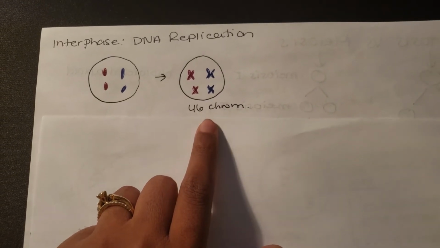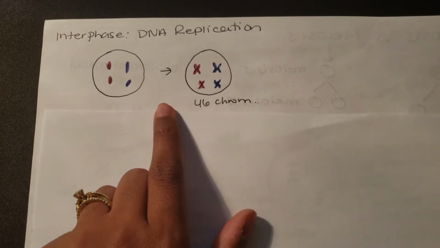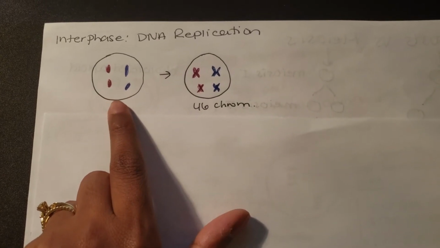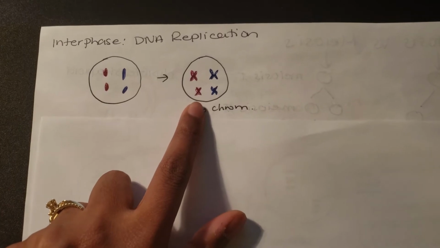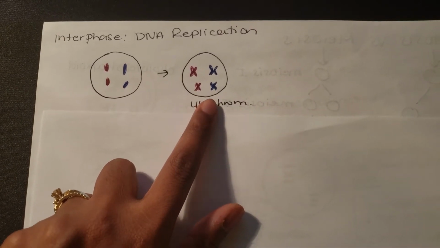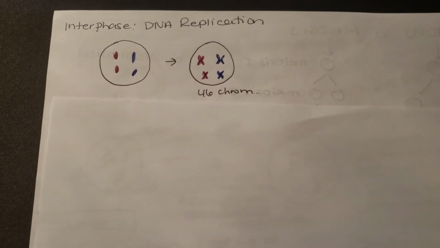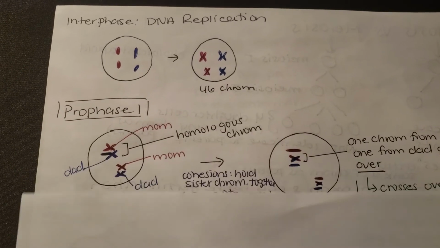It's because there's 46 chromosomes in them. So in interphase, you're going to have these single chromosomes. They're going to go through DNA replication. So they're going to make a copy of each so that now you're going to have 2 of them. Then we move on to prophase.